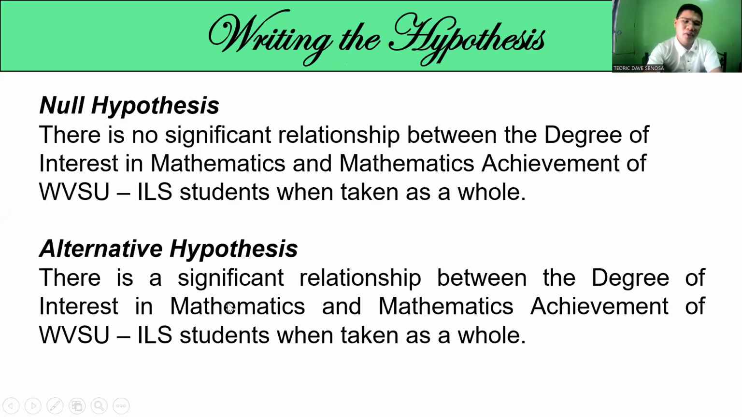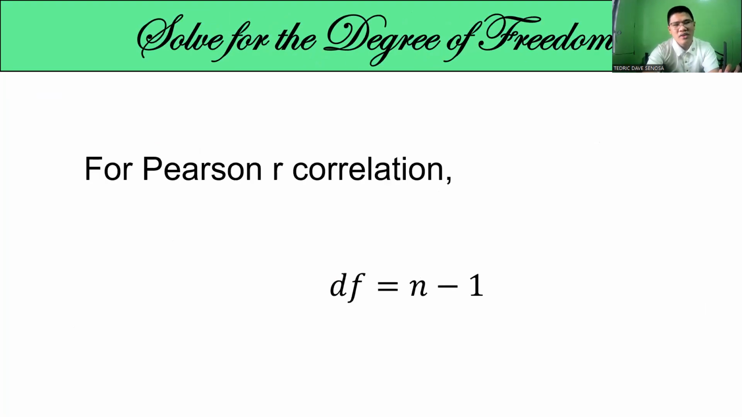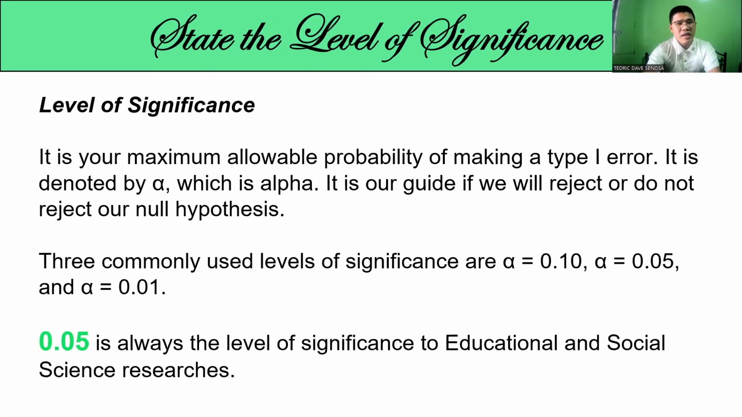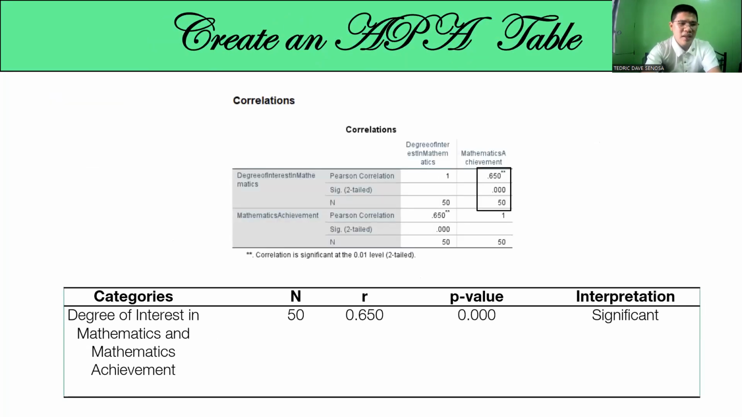Now, of course, hypothesis. The only difference is that before it was significant difference, but now it should be significant relationship. There is no, there is. So, no need to dig in. Pearson R correlation has a formula for the degree of freedom, very basic. N minus 1, so 50 minus 1, DF is 49. So that would be the interpretation. DF equals 49. The same level of significance, right? I already ran it.